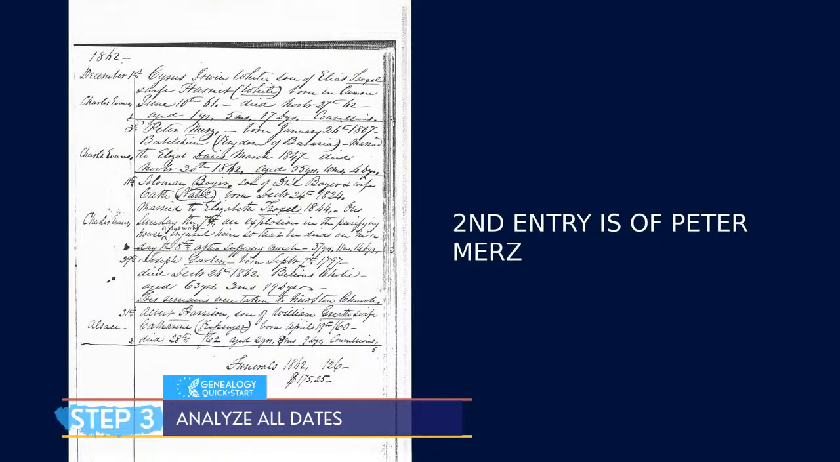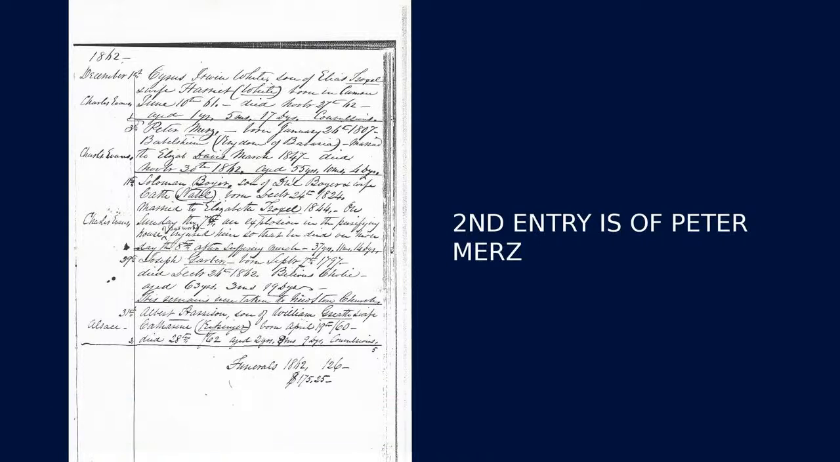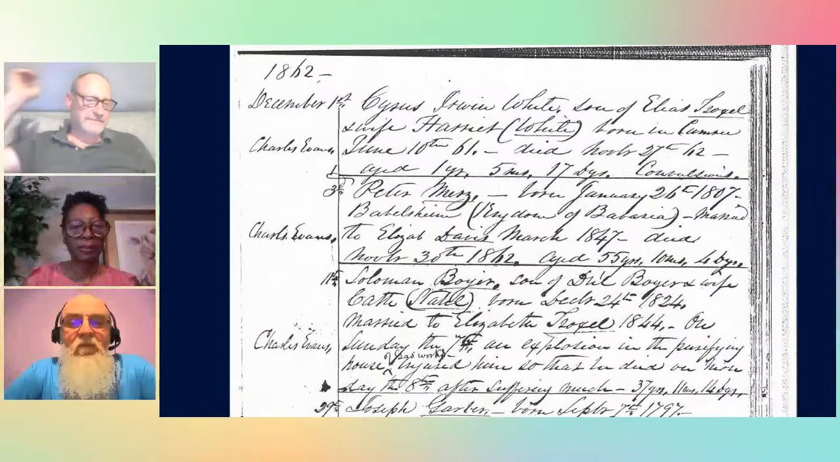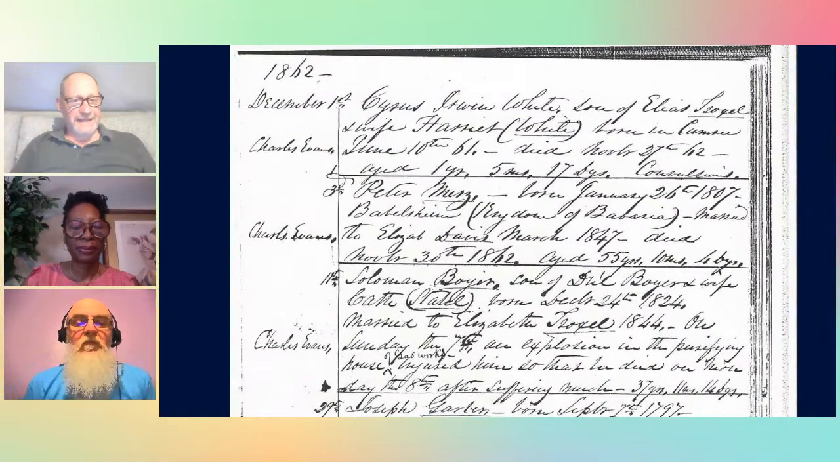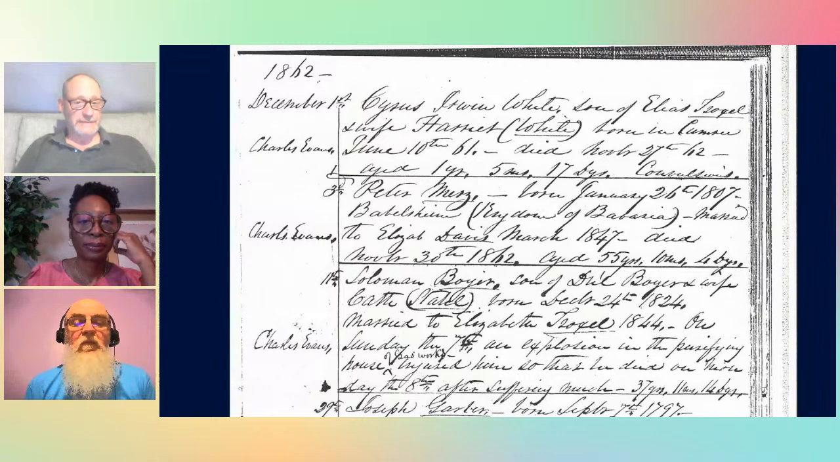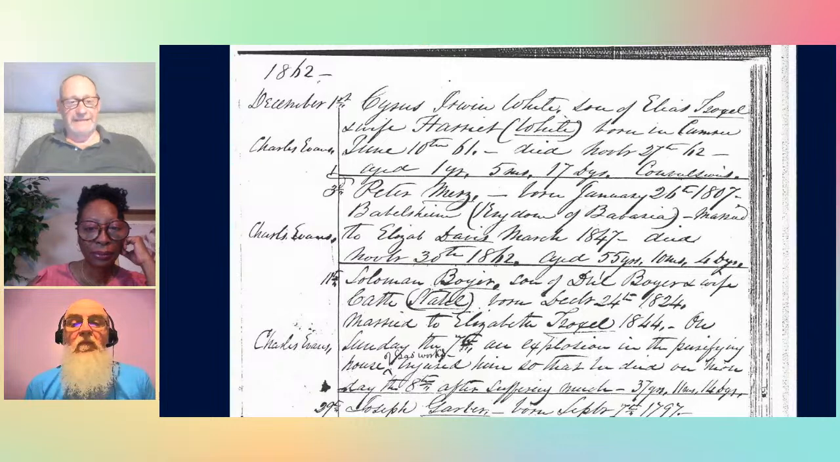And what is it that we have here? Well, this is a church burial record from the city of Reading, Pennsylvania. And these are burials from 1862 from the Lutheran Church. And the second one there is of Peter Mayers, gives his birth date. That's one date. And gives the month and year of his marriage in 1847, March 1847. And then, of course, since it's a burial, it gives his death date, November 30th, 1862.